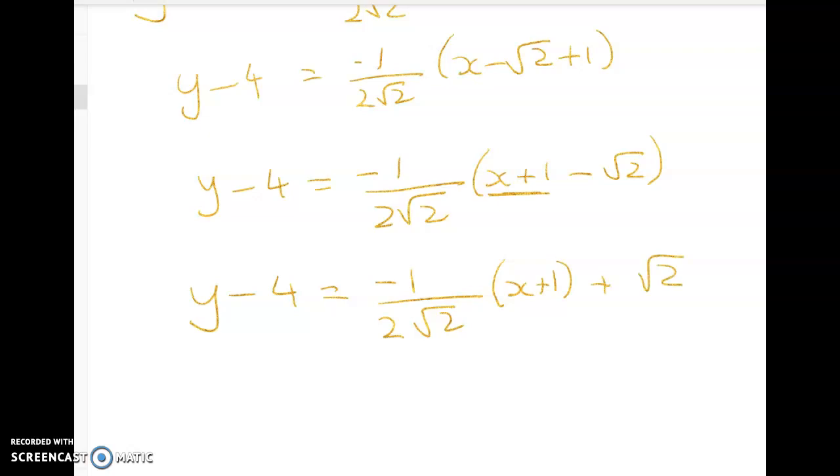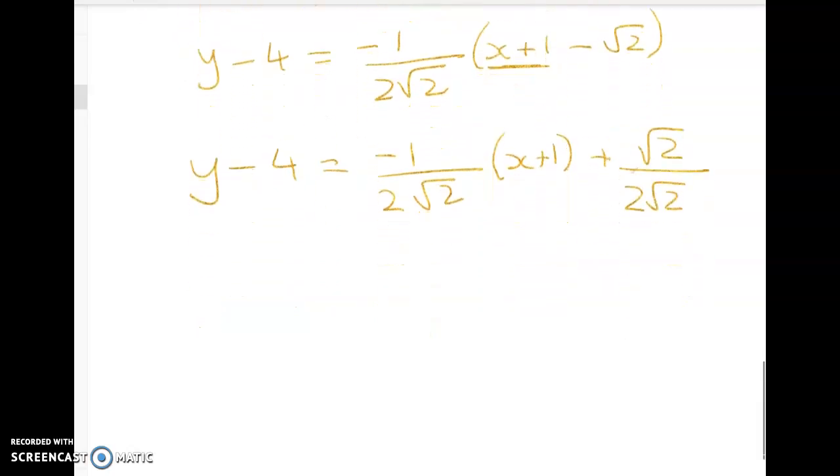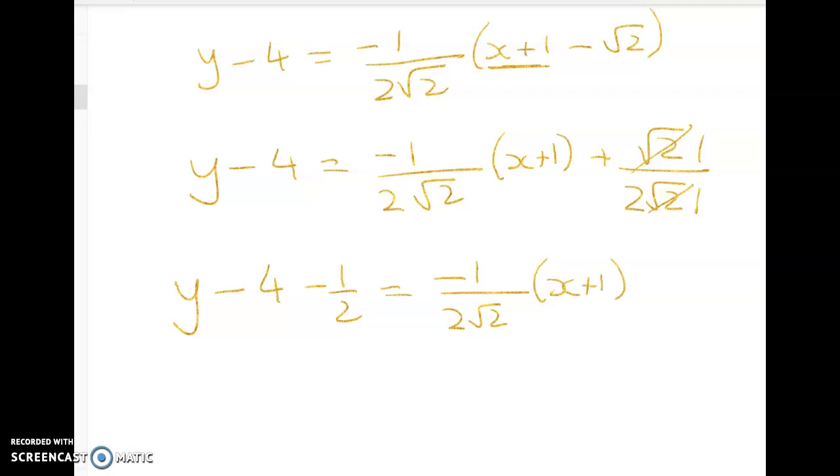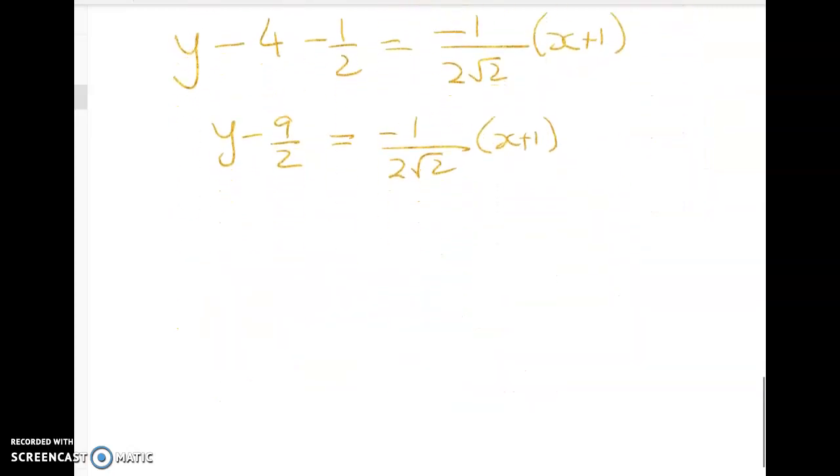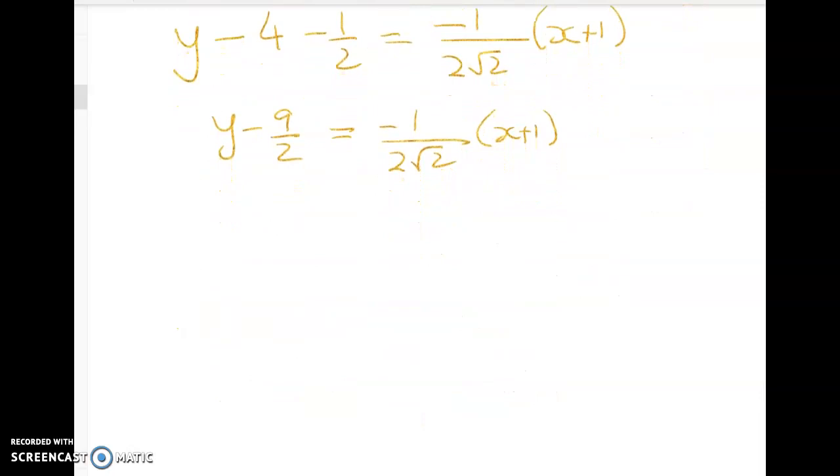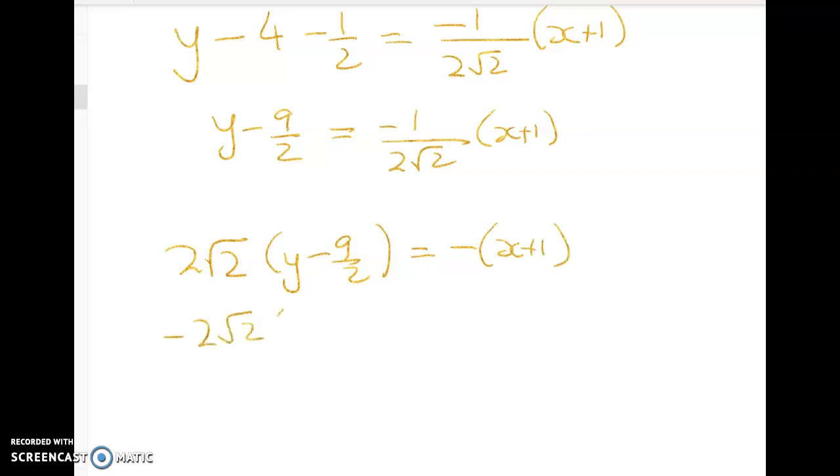And then I'm going to have plus root 2 on 2 root 2. And this simplifies so that I can now get y minus 4 minus 1/2 is equal to this. So I've got y minus 9 over 2 is equal to negative 1 over 2 root 2 times x plus 1. And we're trying to substitute this into the equation. So the next step is to say, well, 2 root 2 times y minus 9 over 2 is equal to negative x plus 1. Or negative 2 root 2 times all of that.